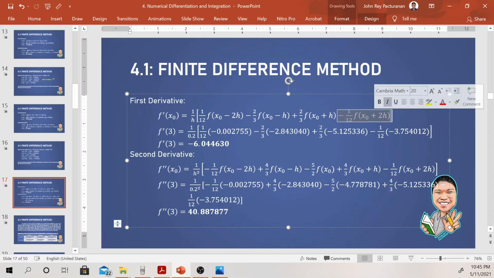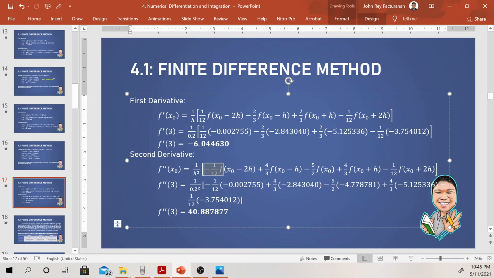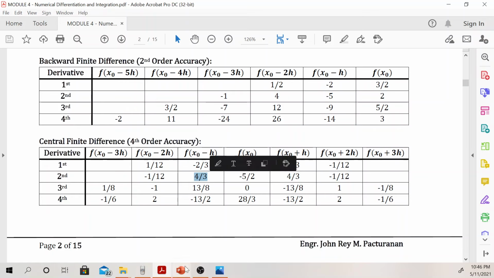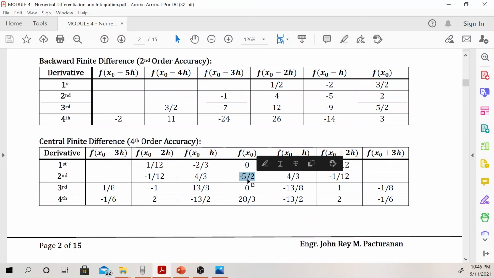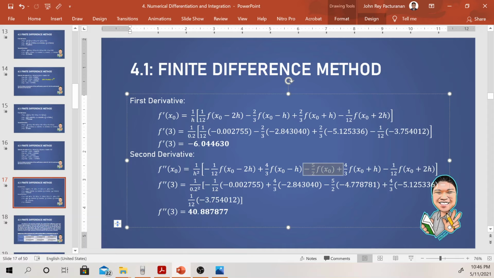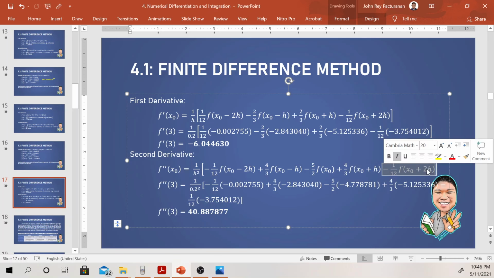Di ba? For the second derivative, derive ko na rin. 1/h squared siya. So, yun yung una. Tapos, this time, negative 1/12. Kaya, negative 1/12 ng f of x sub o minus 2h. Then, plus 4/3 ng f of x sub o minus h. This time, may coefficient yung f of x sub o that is negative 5/2. So, minus 5/2 siya, nun. Then, plus 4/3 ng, ito naman, plus 4/3. So, yun, plus 4/3 ng f of x sub o plus h. And lastly, minus 1/12 ng f of x sub o plus 2h.